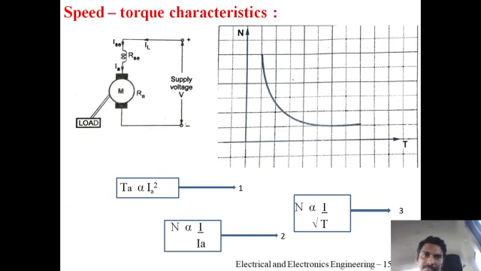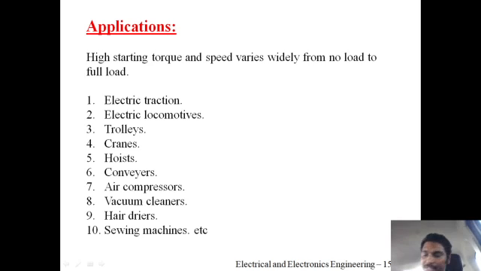So overall, if you recall the three characteristics of the DC series motor, what can we tell? By observing the torque-current characteristics, it has high starting torque. And by observing the speed characteristics, that is speed-current or speed-torque, the speed of a DC series motor varies widely from no load to full load. You can call that a variable speed motor.